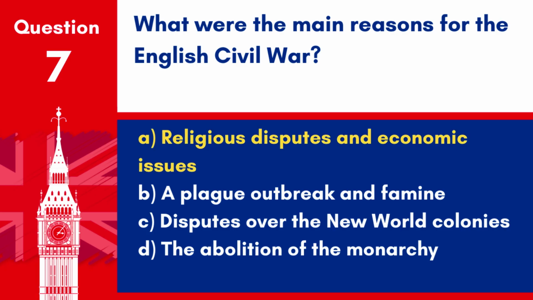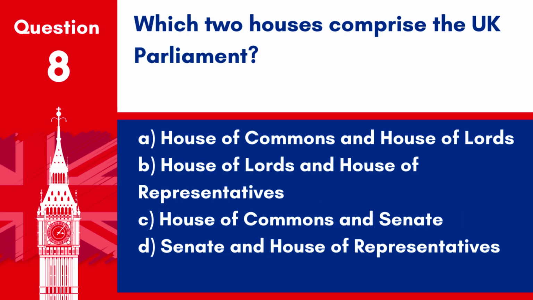Answer A. Religious disputes and economic issues. The main reasons for the English Civil War included religious disputes between Puritans and Anglicans and economic conflicts due to royal financial policies. Question 8.